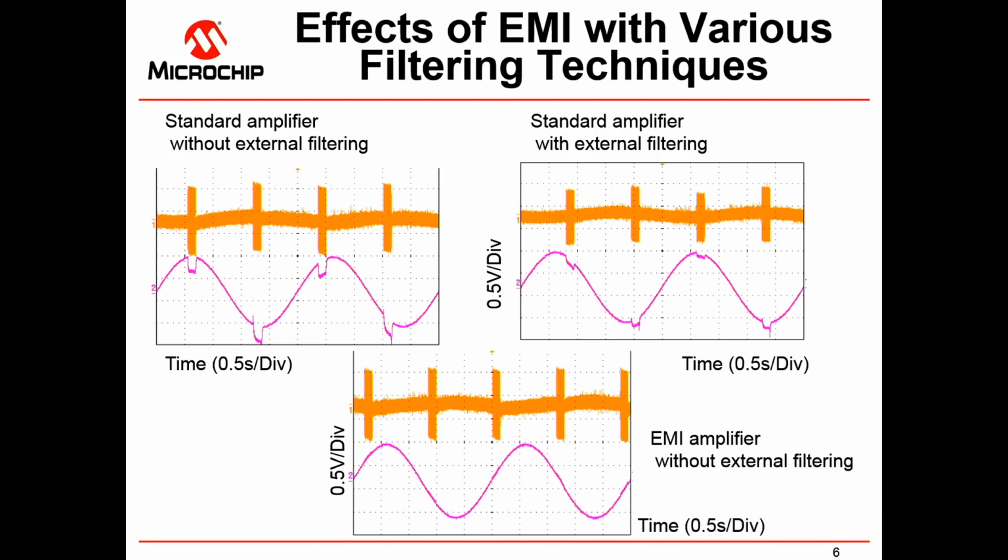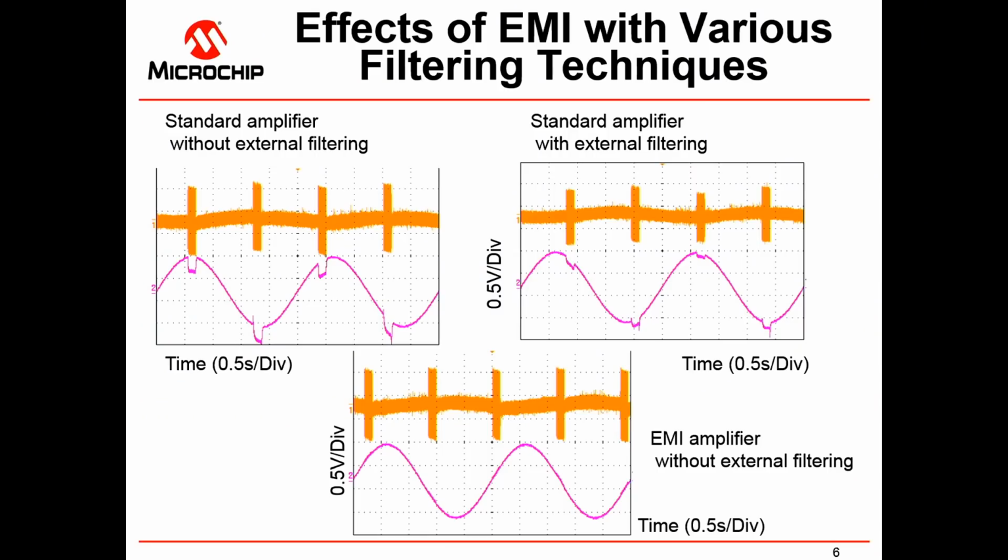Let me go to the next example on that slide. The standard amplifier, where we added some external filtering, just a simple RC on the inputs to try to catch the RF before it hits the amplifier. But there's still an amount coming through, and you see the output signal, the purple curve, is still disrupted by those RF pulses.